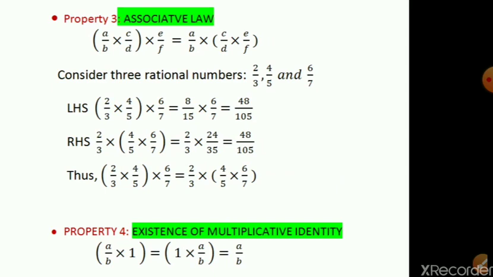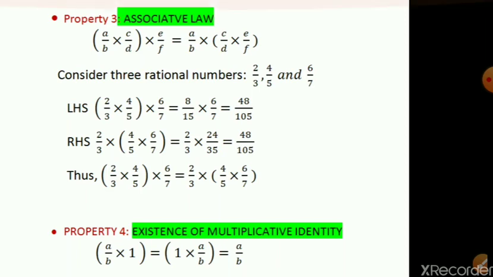Third property is the associative law. That is, if there are three rational numbers, say a upon b, c upon d, and e upon f. Now, if we multiply the first two terms and then the result of this is multiplied with the third term, it will be equal even if the order of multiplication is changed. That is, if I multiply the second and third term first and then the result is multiplied with the first term. So, it states that in whichever order we place the numbers in multiplication, the answer will be the same in each case.